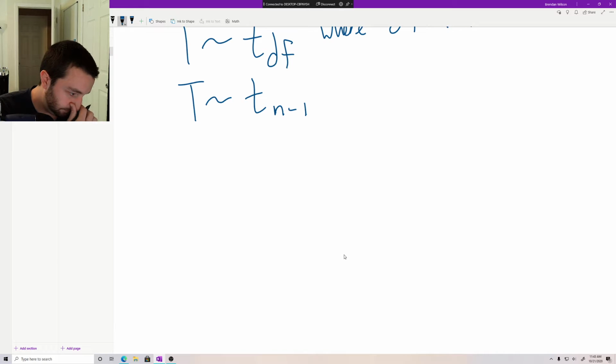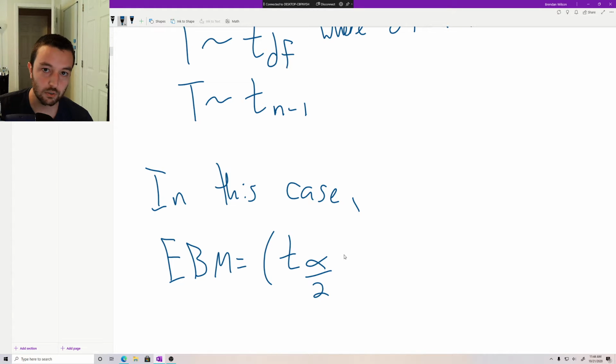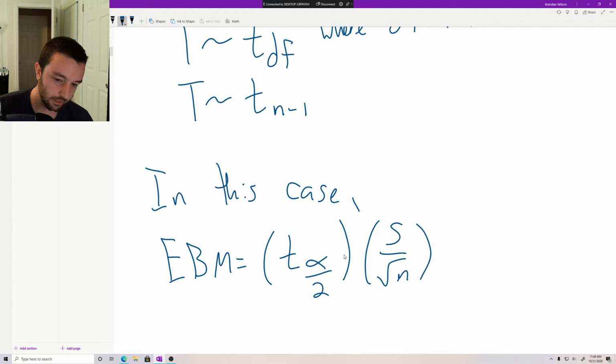So in this case, our EBM is going to be different. The confidence interval is going to be the same idea. We need to have the sample mean minus the EBM, the sample mean plus the EBM, just like last time, but the EBM is calculated differently. The EBM is equal to our t-score. So just like before we had our z-score alpha over 2, this is the t-score alpha over 2 times s over root n.